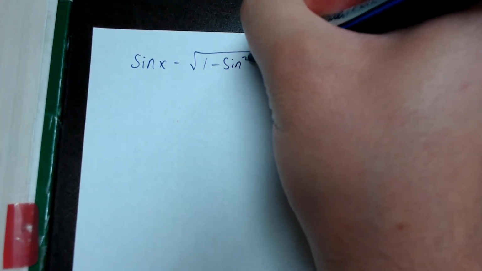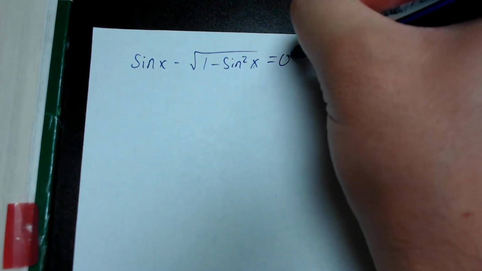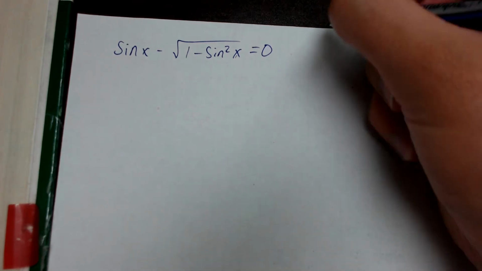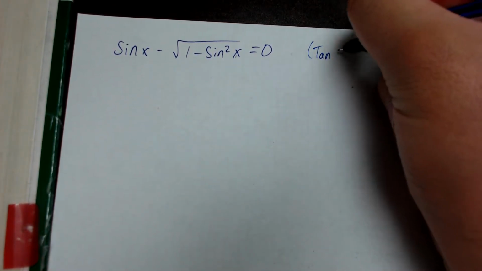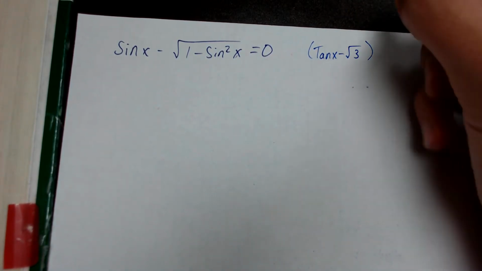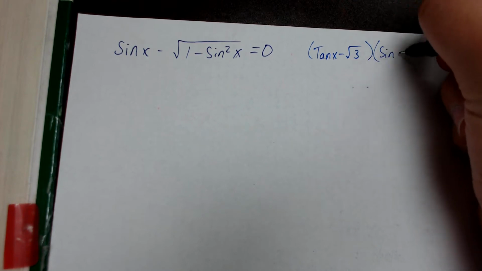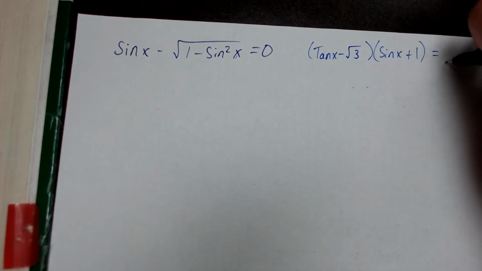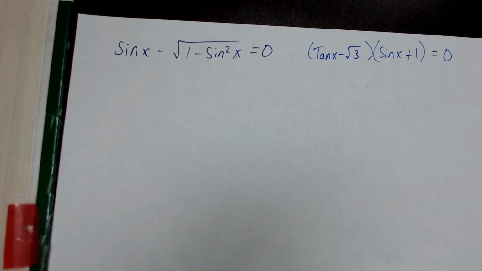This first one we'll do sine of x minus the square root of 1 minus sine squared of x equals 0. Now this other equation is going to be tangent of x minus the square root of 3 times sine of x plus 1. That's going to equal 0 as well.